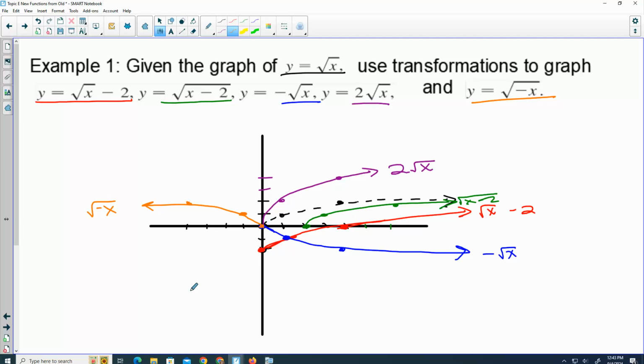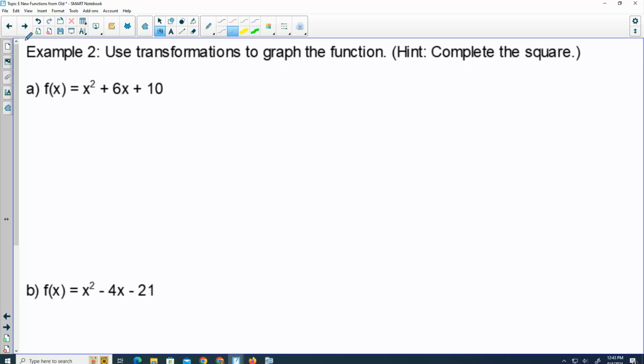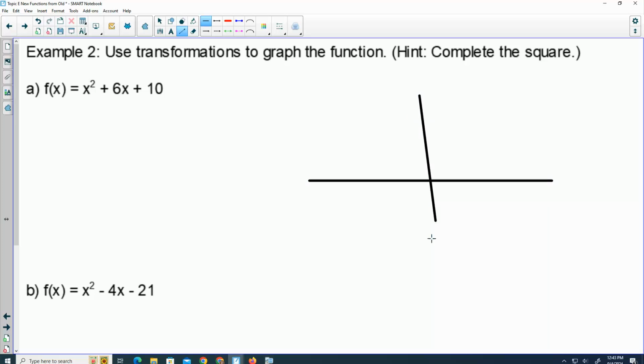So now, let's say, complete the square. I asked you to use transformations to graph this function. Can you tell what our parent function would be? A parabola. Parabola, x squared.